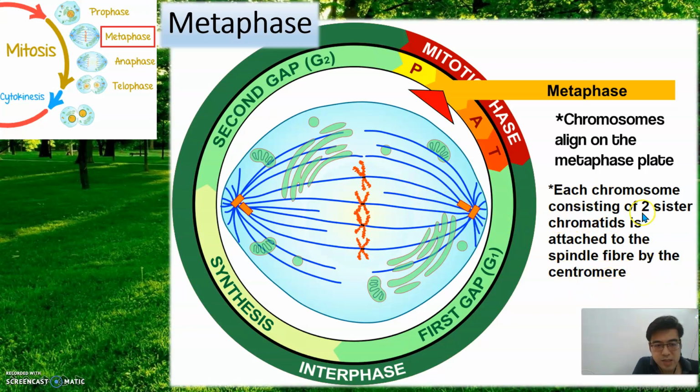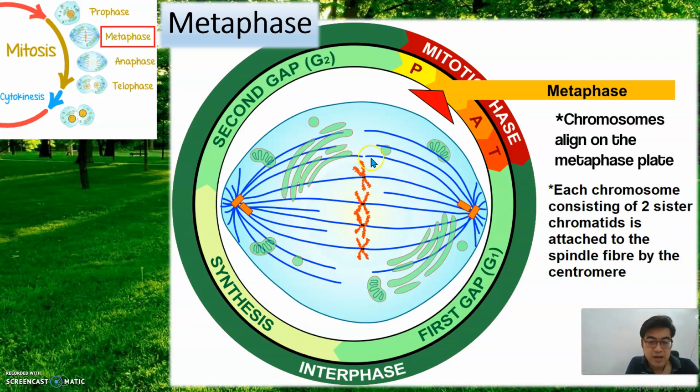So what does this mean? A lot of information here, right? So each of these chromosomes contains two sister chromatids. So don't mix up with chromatin. Chromatin was before prophase. Okay, long, thin lines.